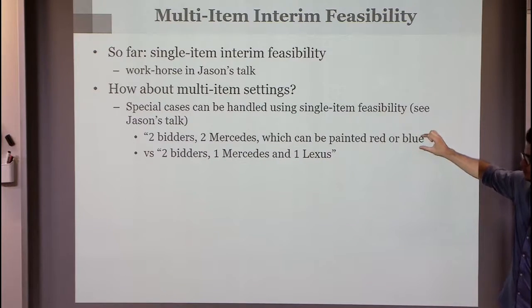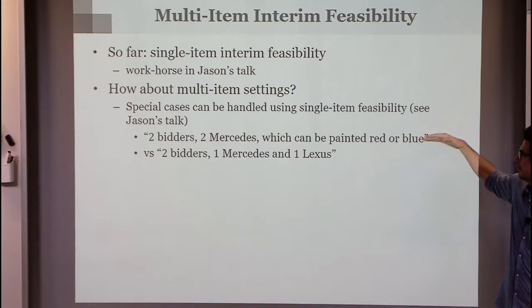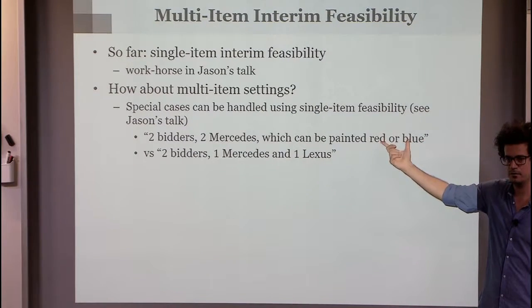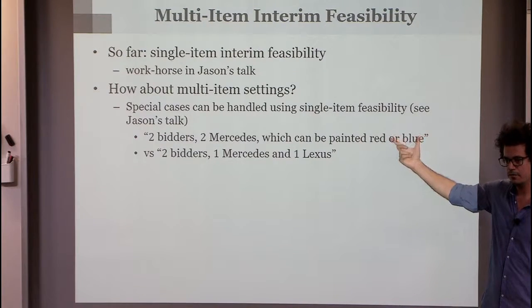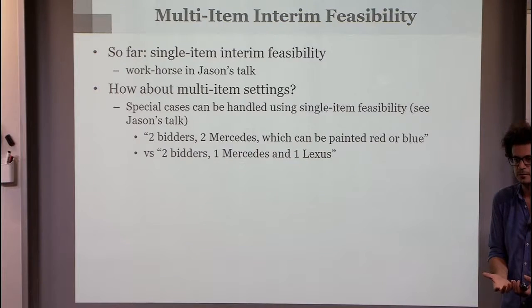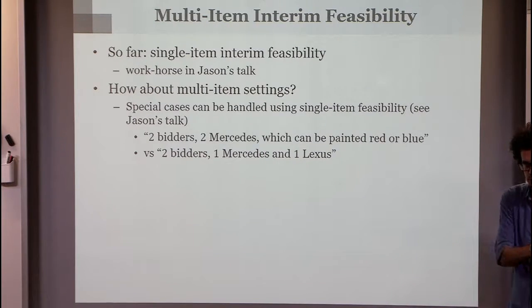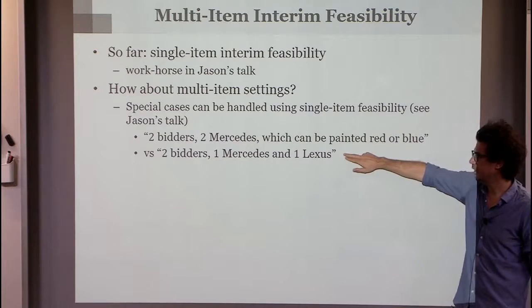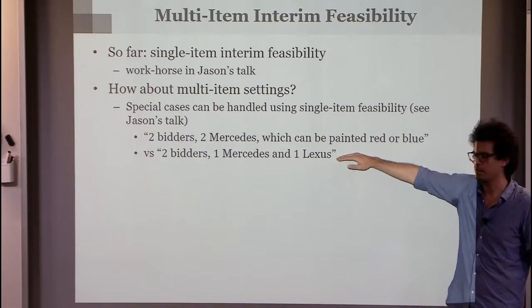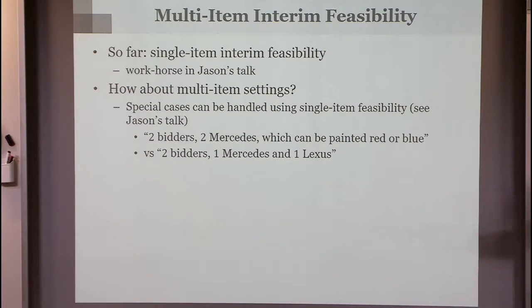The difference between these two settings is that in the first setting, the allocation rules are really single-dimensional. So you can use Border's theorem to design optimal multidimensional mechanisms. It's a multidimensional setting because bidders have different values for red and blue. Nevertheless, the allocation rule is single-dimensional because basically you have two Mercedes, and you can customize them after they're allocated. In the second setting, you have a multidimensional allocation constraint. So this is not covered by Border and needs more technology.